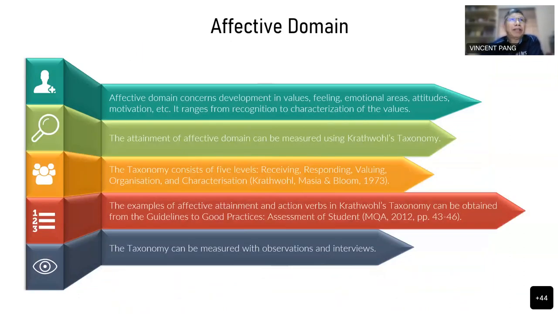The second domain is affective domain. Affective domain concerns the development in values, feelings, emotional areas, attitudes, motivation, etc. Ranges from recognition to characterization of the values. The second sentence is about the level. Recognition, the lowest level, to characterization, the highest level.